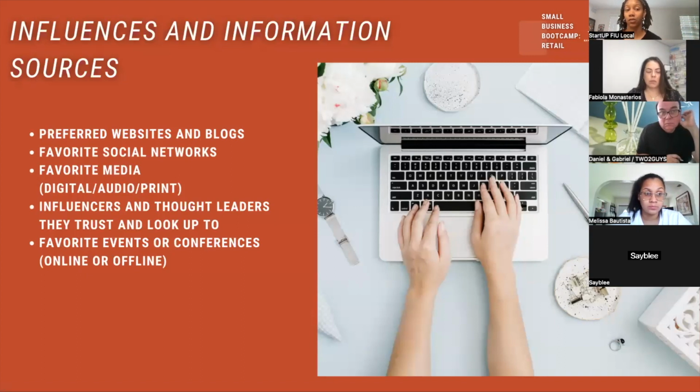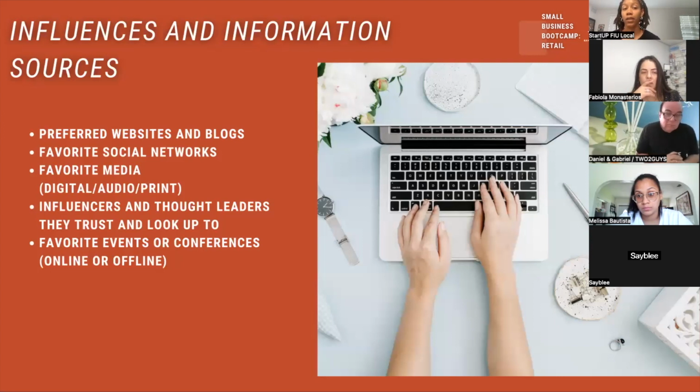Influences and information sources. This is how I got caught up with the foundation. They saw that I followed certain influencers and thought leaders, even though I had never used the product. I don't really post about makeup products, but they saw that I followed people that are part of their content in makeup. You can also look at preferred websites and blogs.